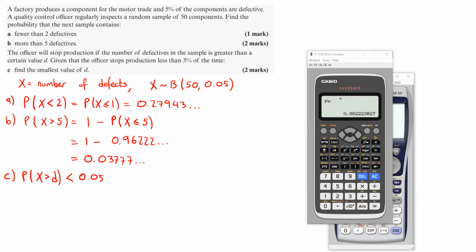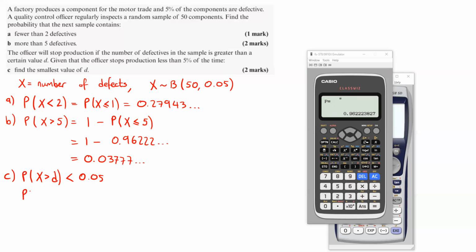So I want to know, when is this above D? Because I know that he stops at less than 5% of the time, which is 0.05. So I want to find the value such that when my random variable is bigger than D, that happens less than 0.05 of the time. So there's a few ways of doing this. The first is simply to start figuring out values in your calculator.